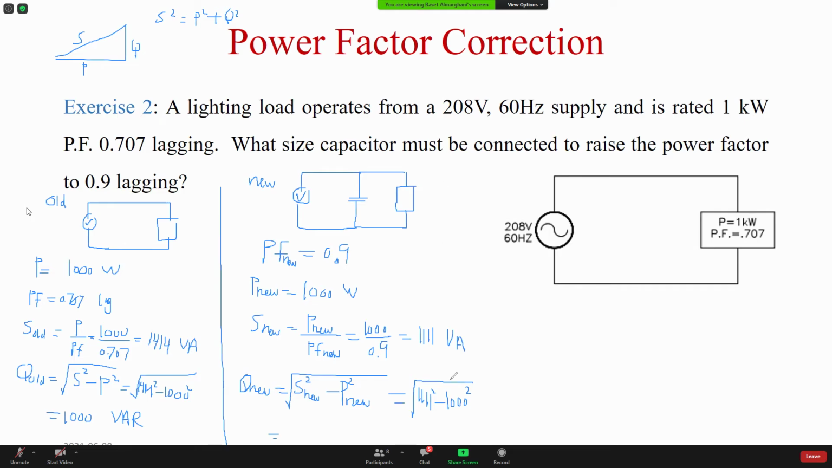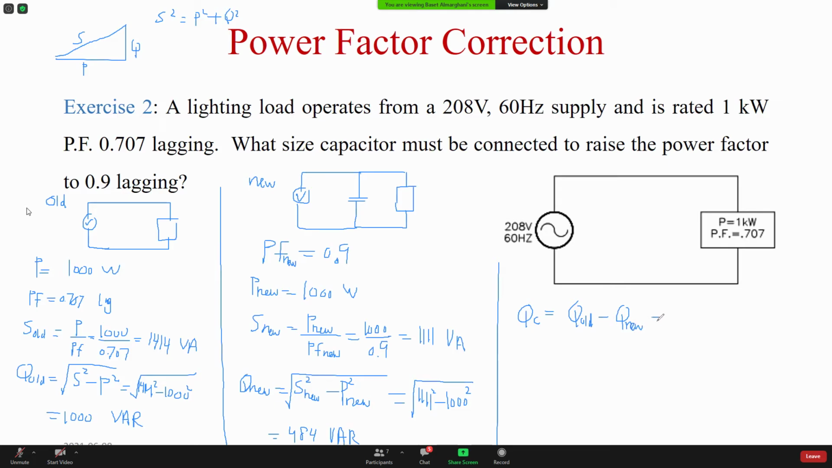Okay, 484. That's what I got from you guys. Thanks for that. I'm gonna just write it here. 484 volt ampere reactive. So the last thing, when we add the capacitor, it's gonna reduce Q from this to this. So QC is actually Q old minus Q new.